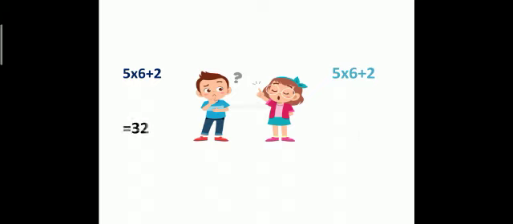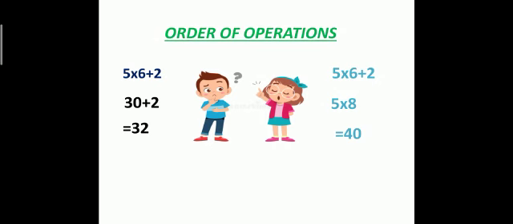Here the boy's answer is 32 and the girl's answer is 40. We are getting two different answers. The boy multiplied the numbers first and then added 2. The girl added the numbers first and then multiplied the answer by 5. They were doing it in different order, so their answers are different. To avoid this confusion, we have to use the order of operations.